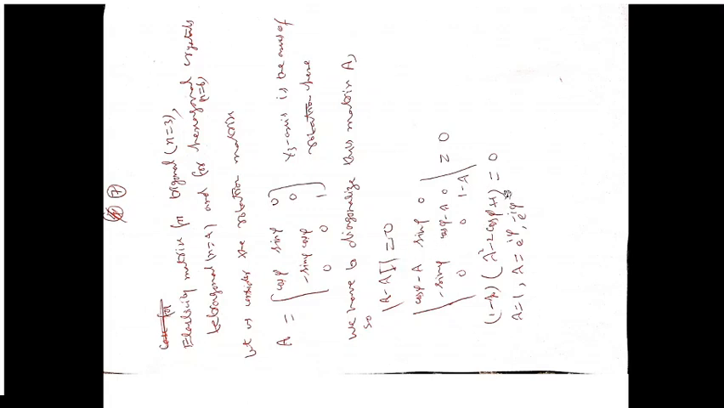Now this is the process which you already know. cos phi minus lambda, sin phi, 0; minus sin phi, cos phi minus lambda, 0; 0, 0, 1 minus lambda is equal to 0. This is the characteristic equation. After this you have this, and you will open this determinant from the third row. Then you have this. The one eigenvalue is this, and the second and third eigenvalues are lambda equal to e power iota phi and e power minus iota phi.